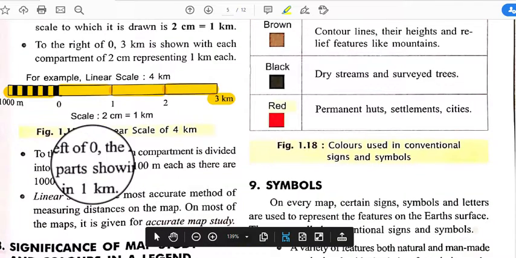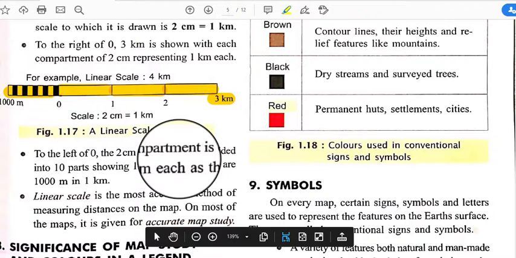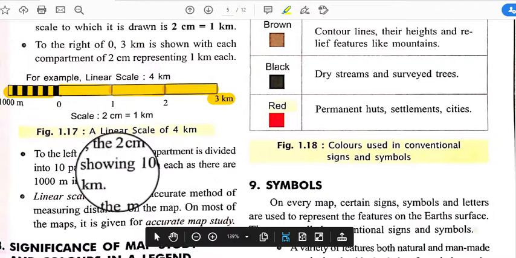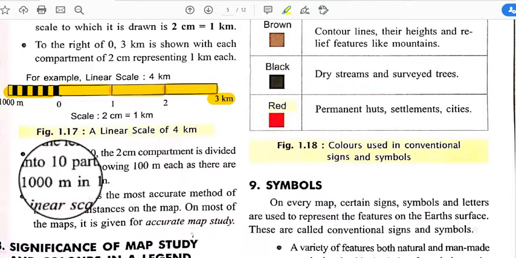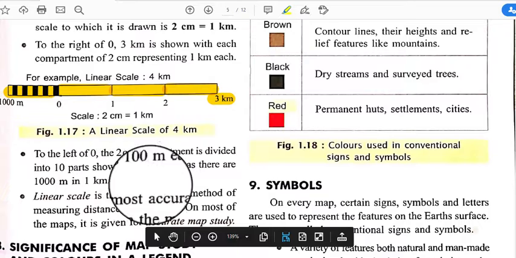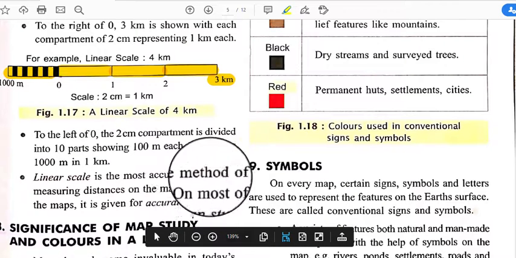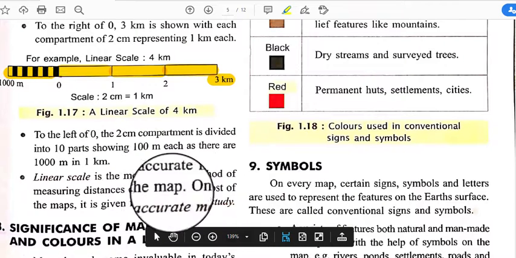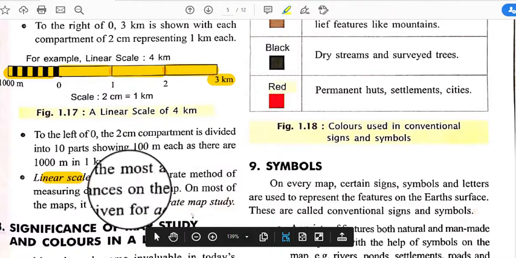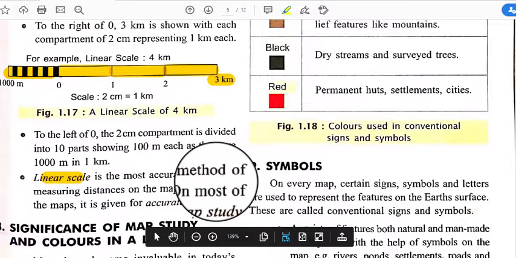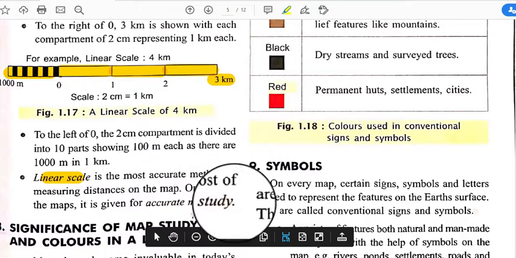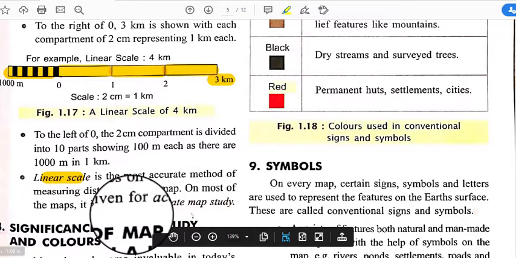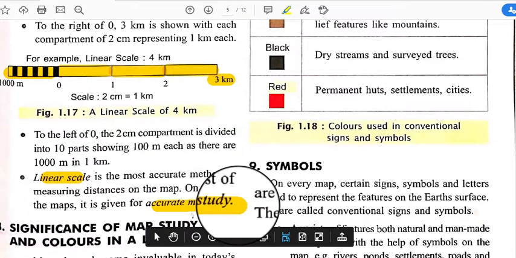Okay. So to the left of 0, the 2 centimeter compartment is divided into 10 parts showing 100 meter each, as there are 1000 meter in 1 kilometer, and the linear scale is the most accurate method of measuring distances on the map. So the linear scale is the most accurate method for measuring distance on a map, and on most maps it is given for accurate map study.